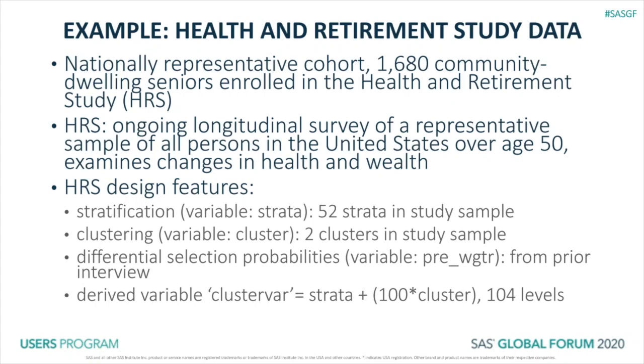The survey features that are typical for the HRS are stratification, and we have in our study sample 52 strata. Clustering, we have 2 clusters. The differential selection probability, which I have been mentioning before as probability weight, and we derive this variable from a prior interview. And then finally, we have a derived variable that you have seen in a previous slide, and we call it cluster bar. As I mentioned before, this variable is a combination of strata and cluster, and it has 104 levels.